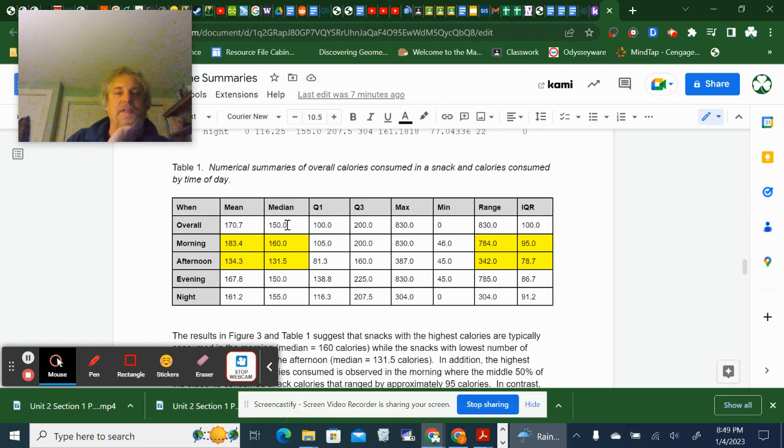For example, overall we're eating snacks with about 150 calories. Morning snacks are 10 calories higher, and afternoon snacks are 20 calories lower. Those two extremes show some interesting stuff going on. Clearly, high caloric snacks are happening in the morning, and there's also more variability here, relative to the other time periods. The IQR, the middle 50% of students, ranges by about 100 calories, whereas in the afternoon it's about 20 calories. That's a pretty good size difference, I think.